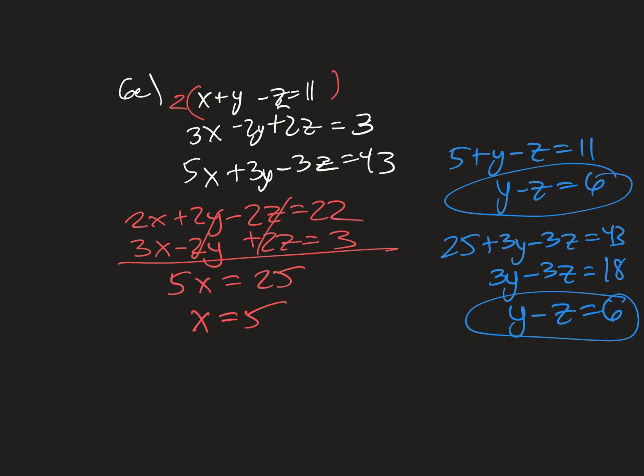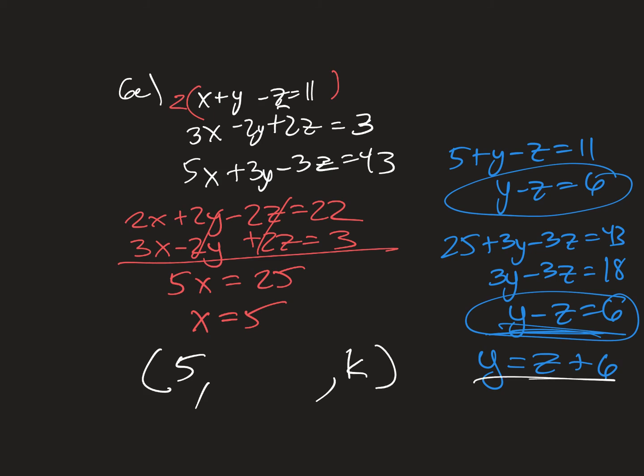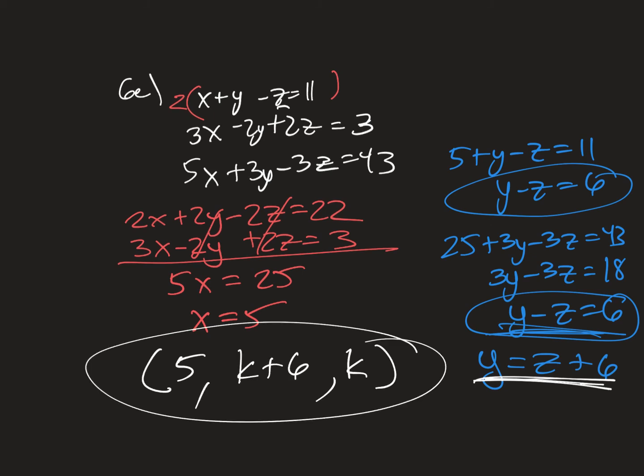So that clues me in that these 3 planes are intersecting in a line. And this here is the relationship between y and z. So y equals z plus 6. So if I'm going about writing this point, x is always 5 on this line, but I'm going to have z be my k. And so then y is going to be, according to this equation, k plus 6. So that's the representation of my line. It's all points such that this is the relationship between the 3 coordinates.